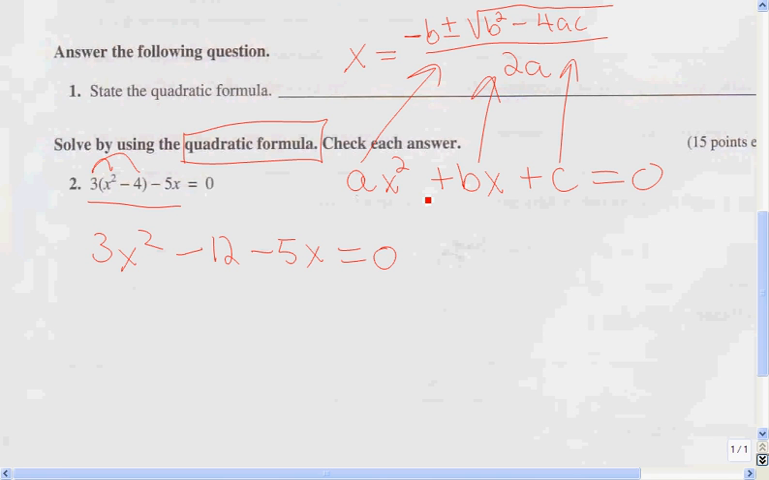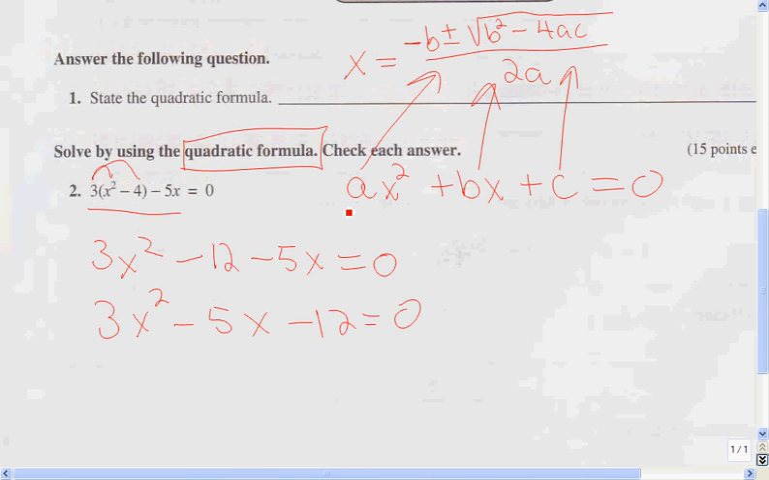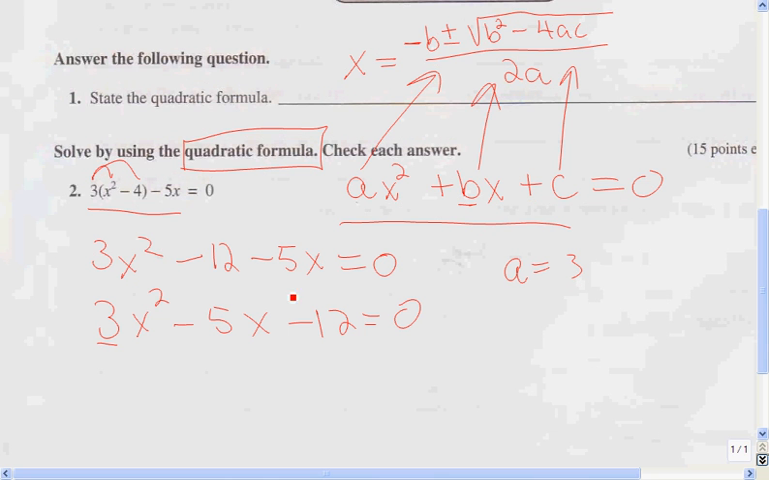So I'm going to arrange it in the right order, and what I get is 3x squared minus 5x minus 12 equals 0. Once we get our equation in this format, we start plugging in our numbers. So the number in front of x squared is a. So a equals 3. The number in front of x is b. So negative 5 equals b. And the third term, which is the whole number, equals c. And in this case, c equals negative 12.